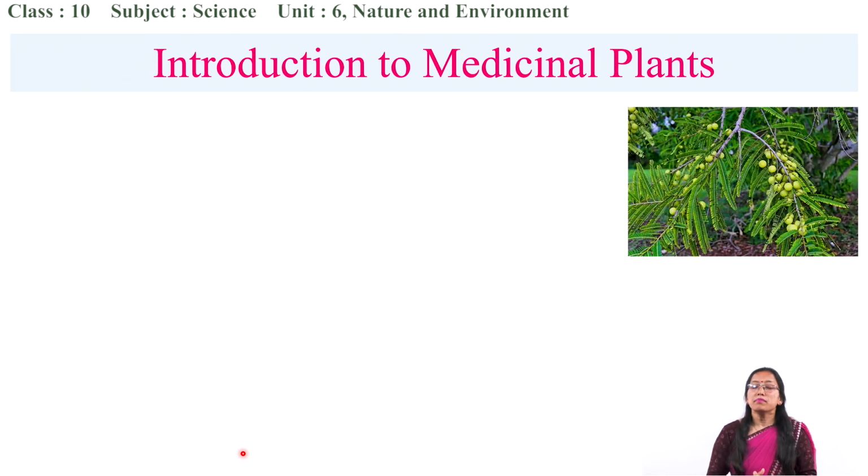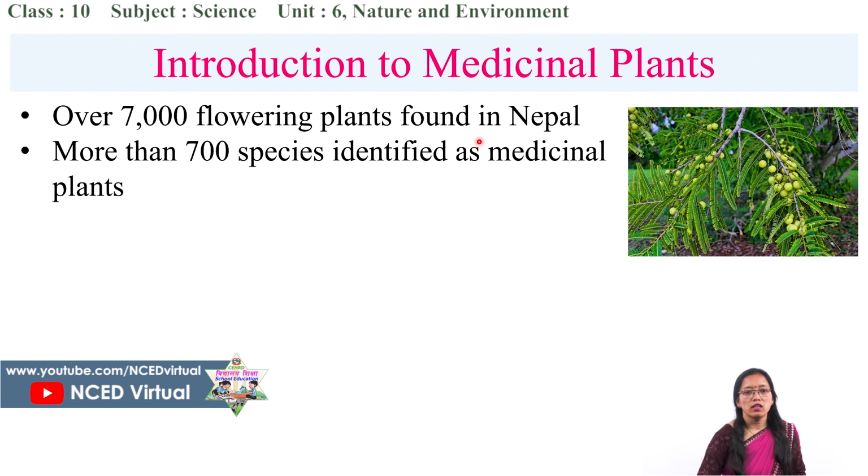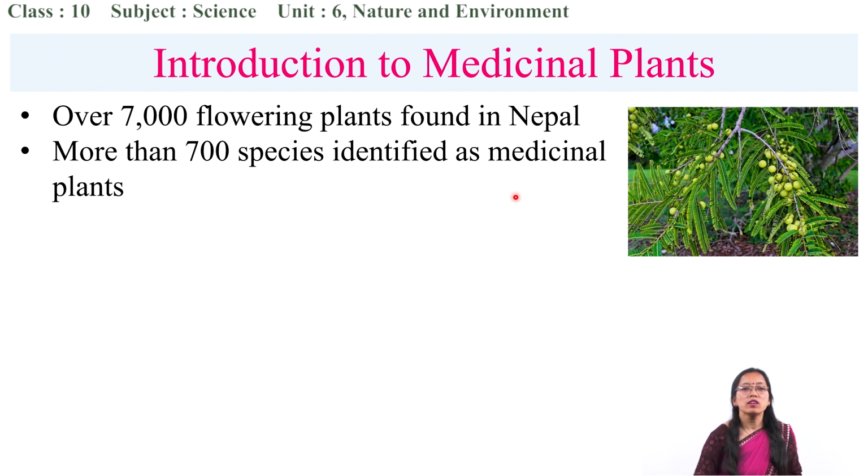Now, what are medicinal plants? How do we know the medicinal plants and how many types of plants are found in our country? Whose picture is this? Yes, it is amla. And in our country, over 7,000 flowering plants are found. Out of that, 700 species are identified as medicinal plants. Out of 7,000 plants, nearly 700 species are identified as medicinal plants.